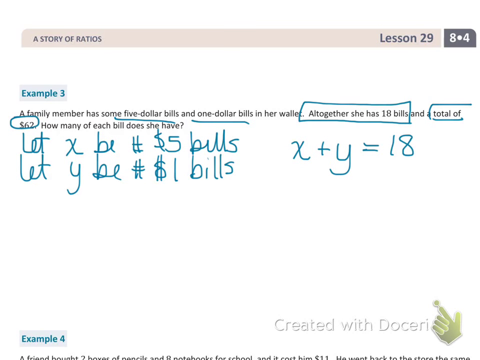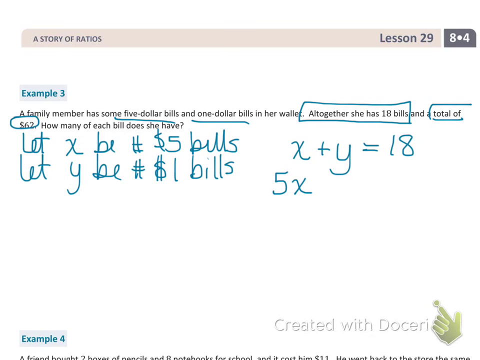Okay, so if she has X $5 bills, then the total amount of money she has in $5 bills would be 5 times X. So for instance, if she had 2 $5 bills, then X would be 2, and she would have $10. 5 times 2 is $10. So if she had 10 $5 bills, 10 times 5 is 50. That would be the amount of money in $5 bills that she had.